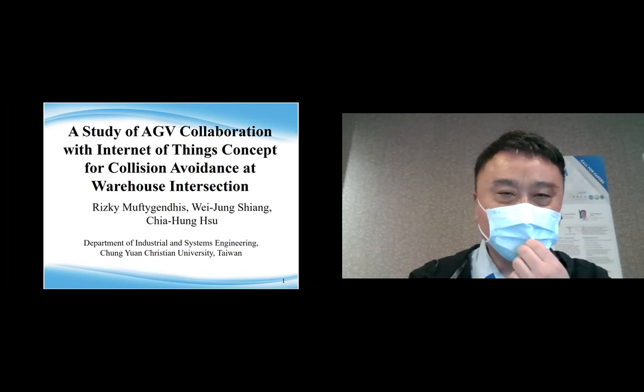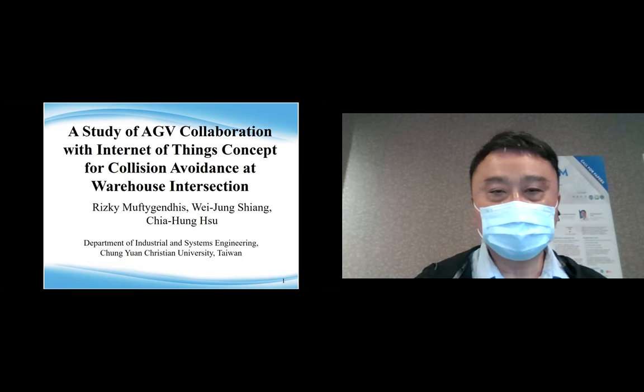Sorry about that. My topic is a study of AGV collaboration with Internet of Things concept for collision avoidance at the warehouse intersection. I think there are three authors. I'm the second author. The first author is from Indonesia and she studied her master's degree in CYCU. Right now she has graduated and I think she flew back to Indonesia, to Java Island. So I need to present her work.